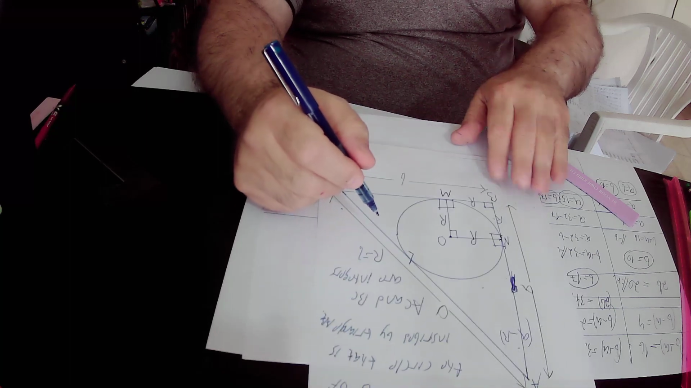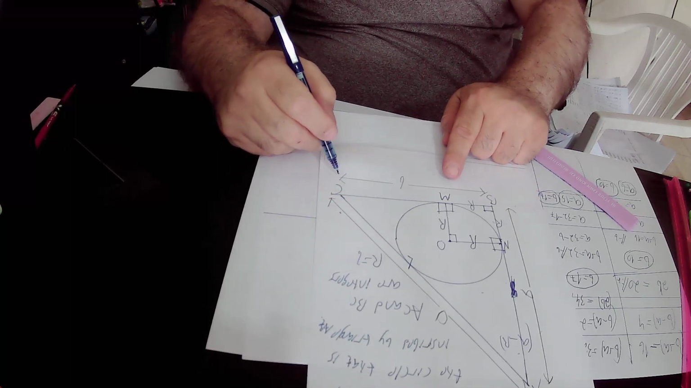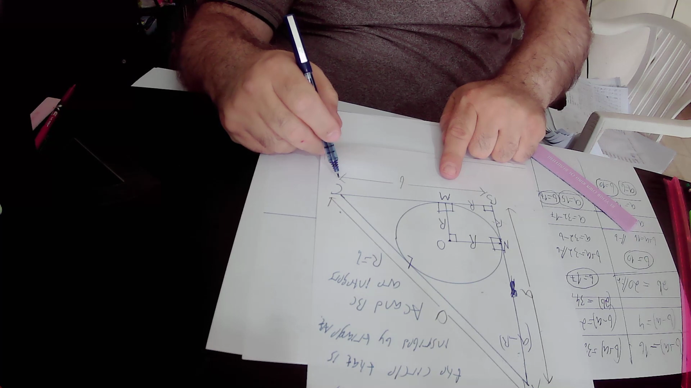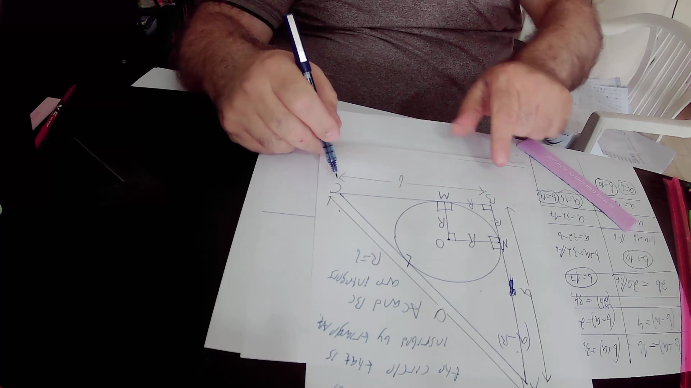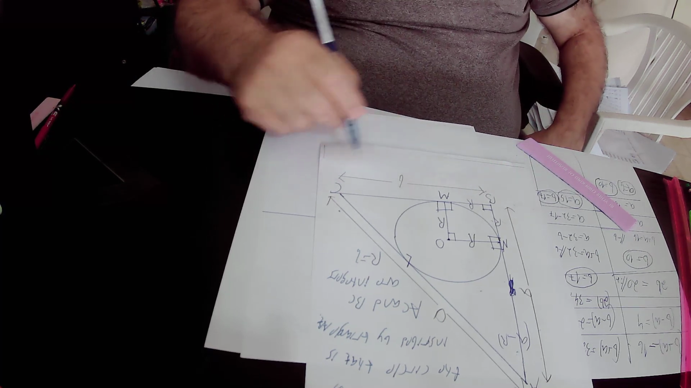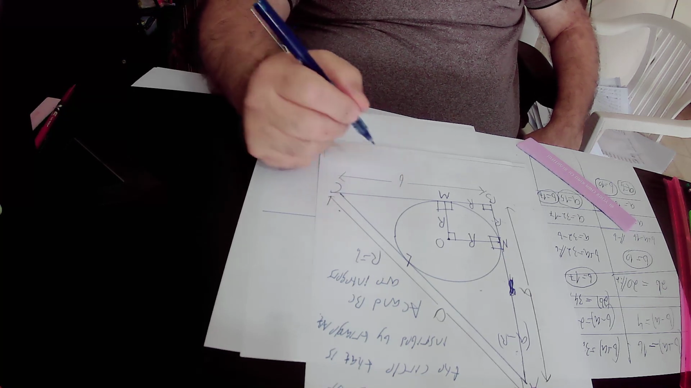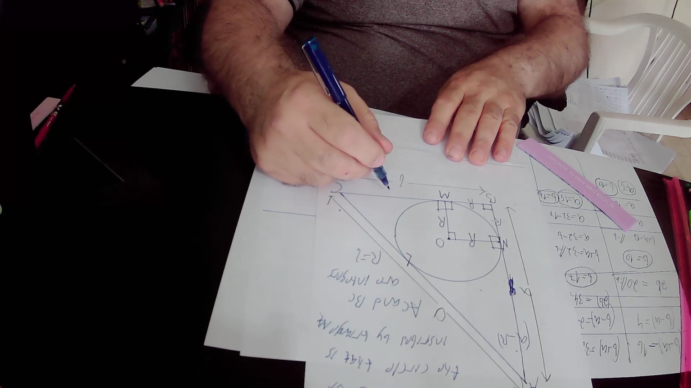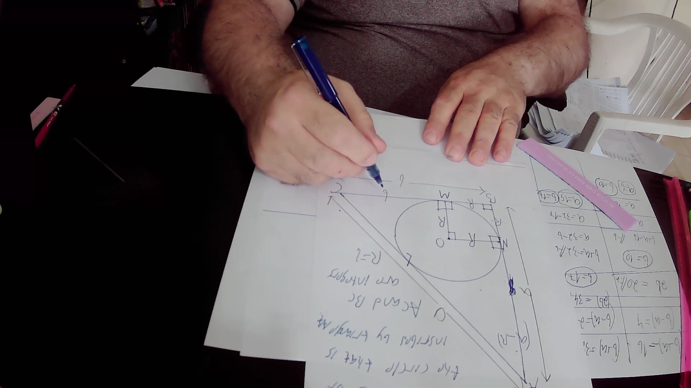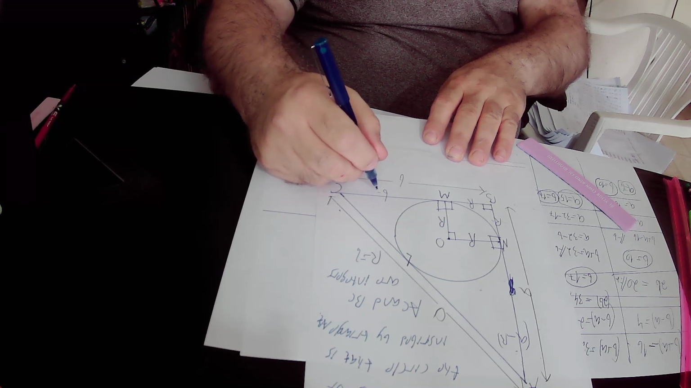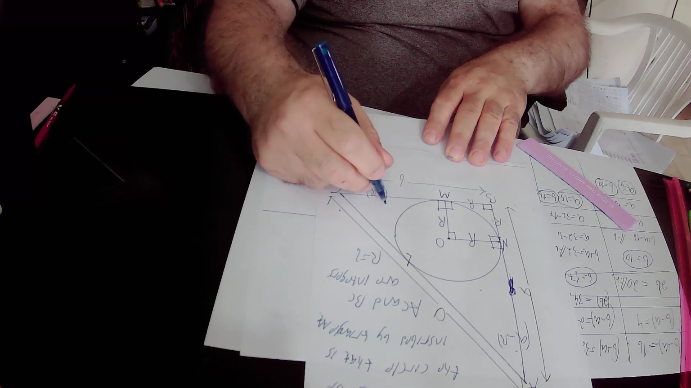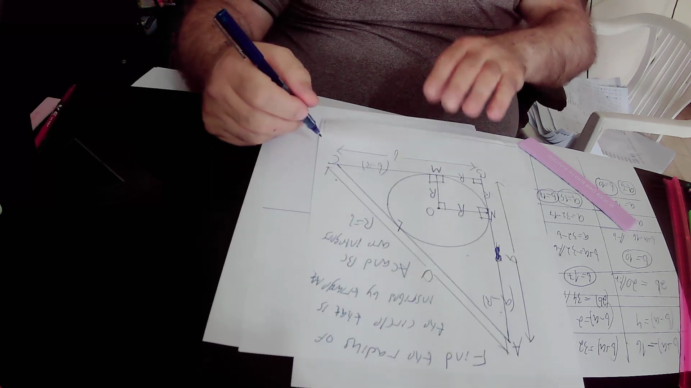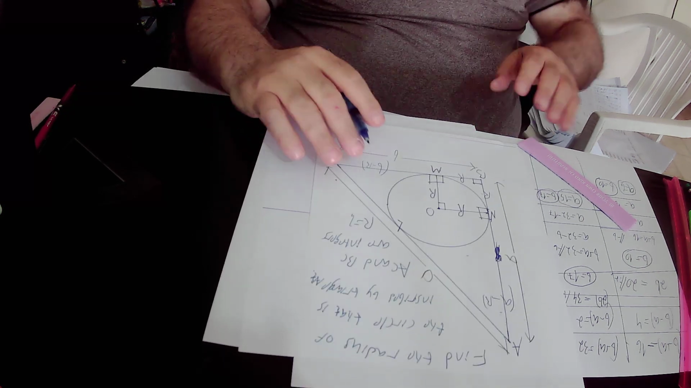Here we find out the length of line segment MC. MC equals BC minus BM, that is to say MC equals BC, that is B, minus BM, that is R. So B minus R equals MC. In the next step I will present to you rule number 2.